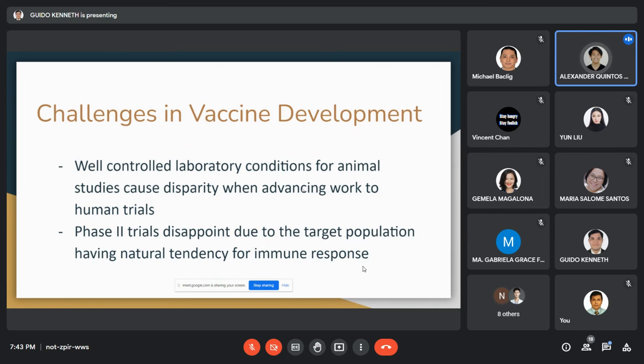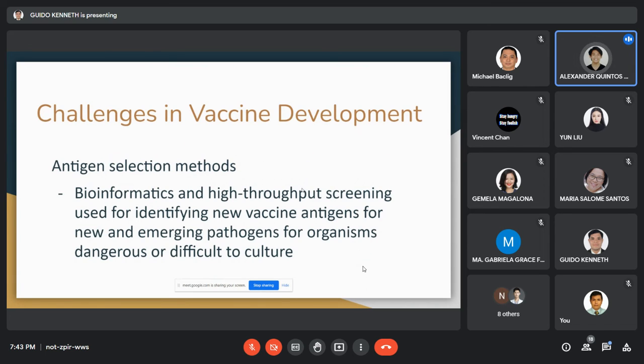So, next slide, please. We also have a very big problem in antigen selection methods. The prevalence of bioinformatics and high-throughput screening used for identifying new vaccine antigens for new and emerging pathogens, and for organisms dangerous or difficult to culture, still does not have enough data to remedy this. For an example, again, if you head to the next slide.